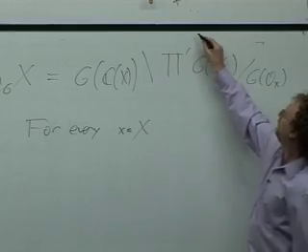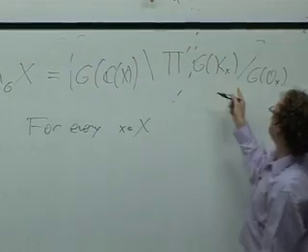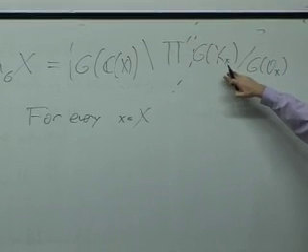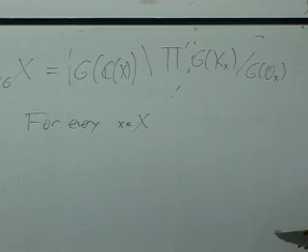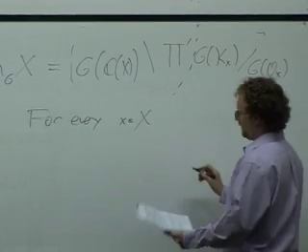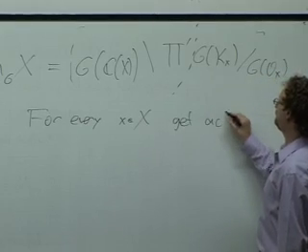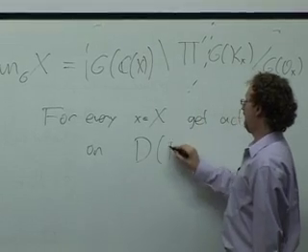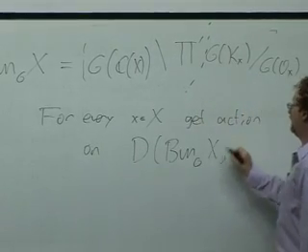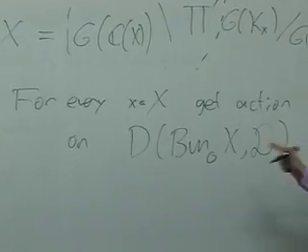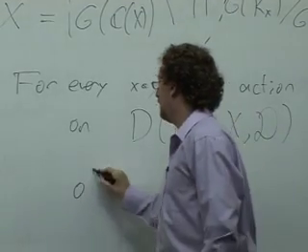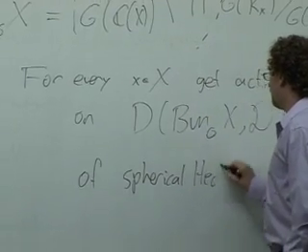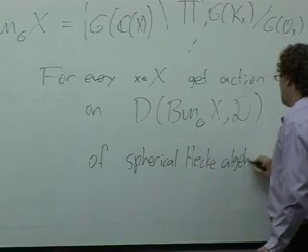Let's just focus on this part for some particular x. If I remove this, I have a right action of G of K_x, and I've taken the quotient by G of O_x. So this tells me for every x in X, I get an action on this crazy thing we've been looking at, this space of functions on Bun_G, of something called the spherical Hecke algebra. And what's the spherical Hecke algebra?